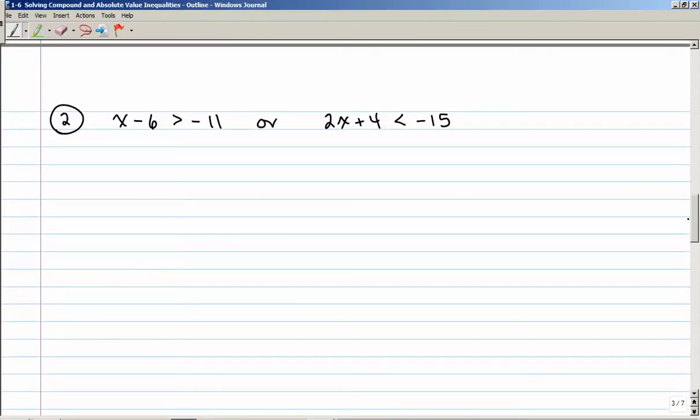Here's an or inequality. And I know it's an or inequality because it has the word or in it, and I can't write it as just one expression. So x minus 6 is greater than -11, or 2x plus 4 is less than -15. I just solve each part separately. So adding 6 to both sides, x is greater than -5, or subtracting 4 on both sides.